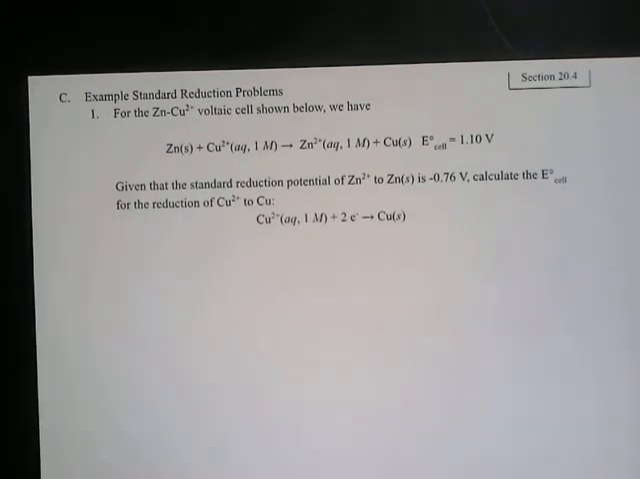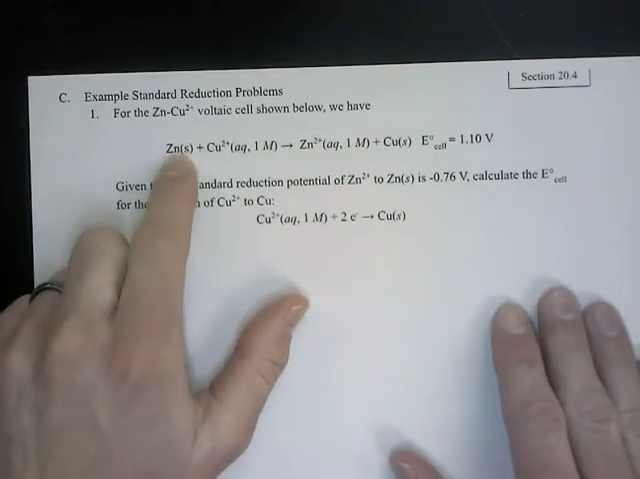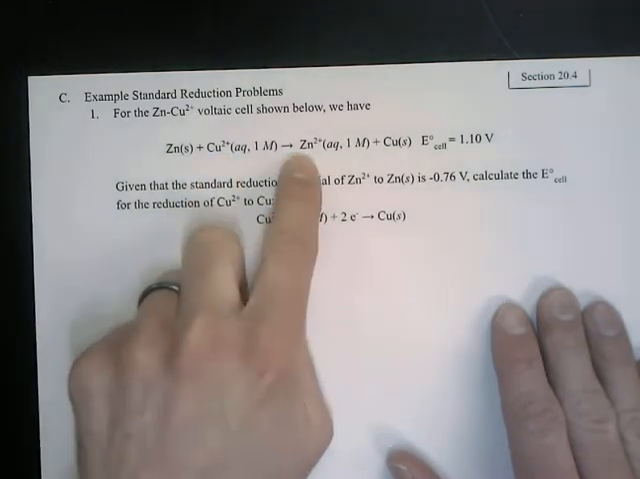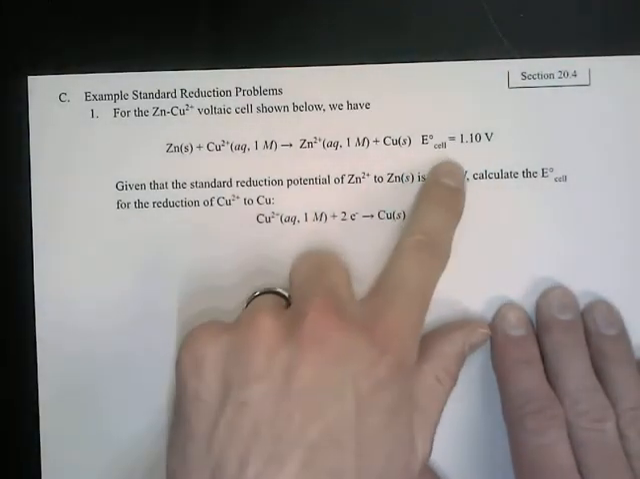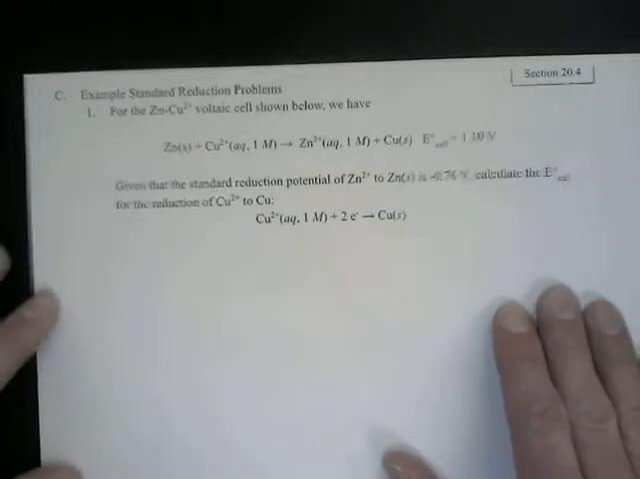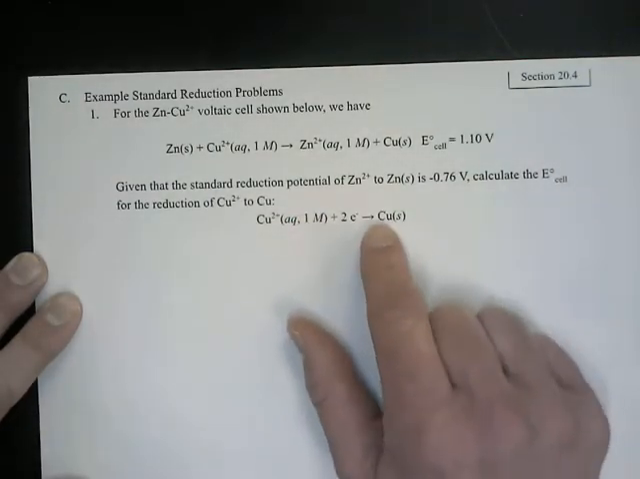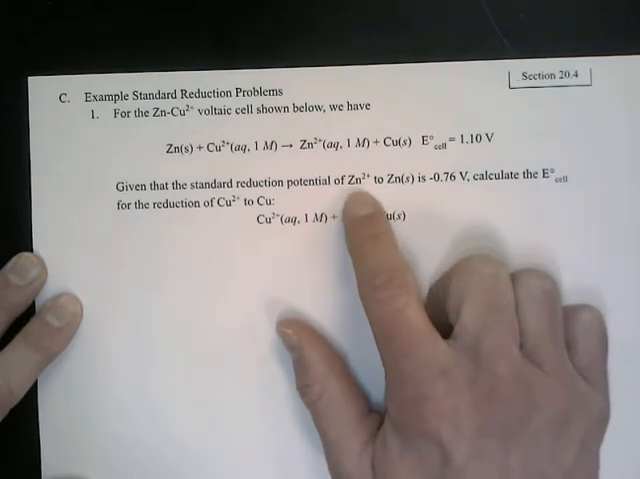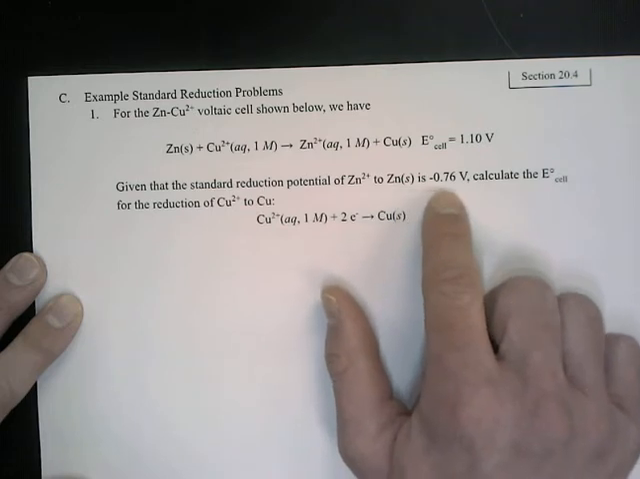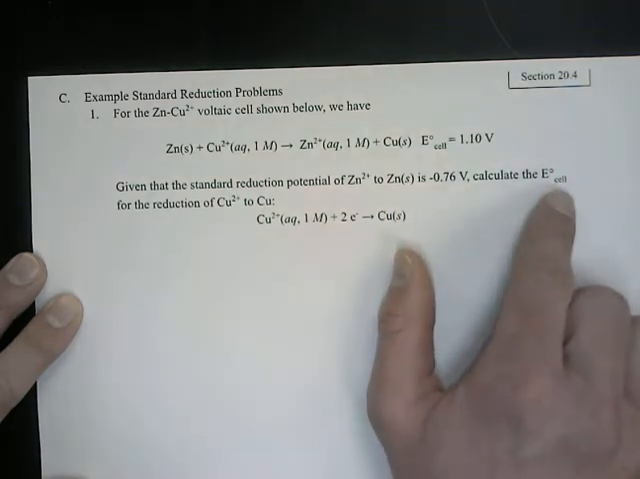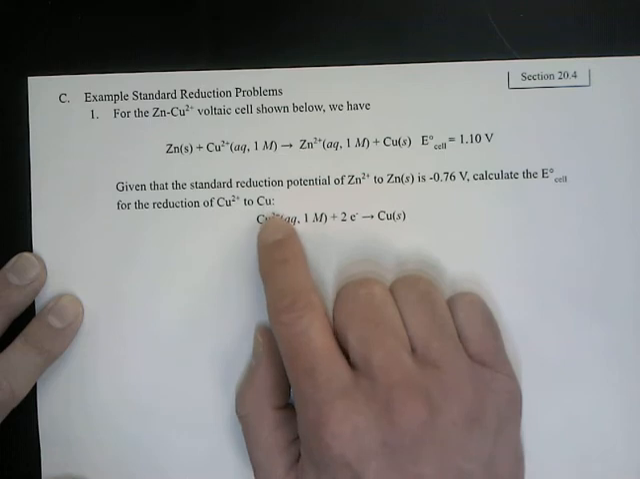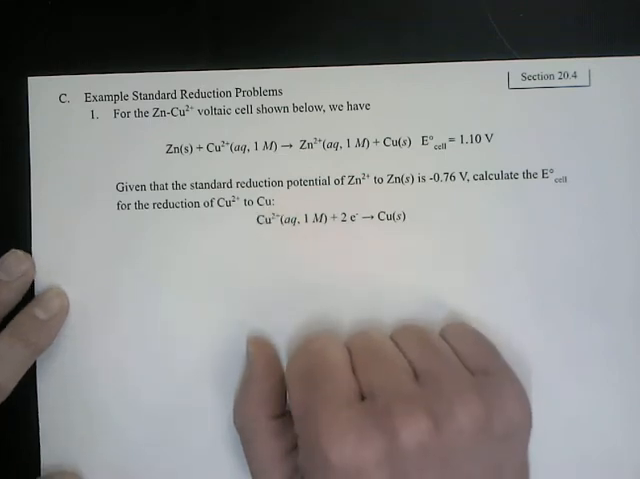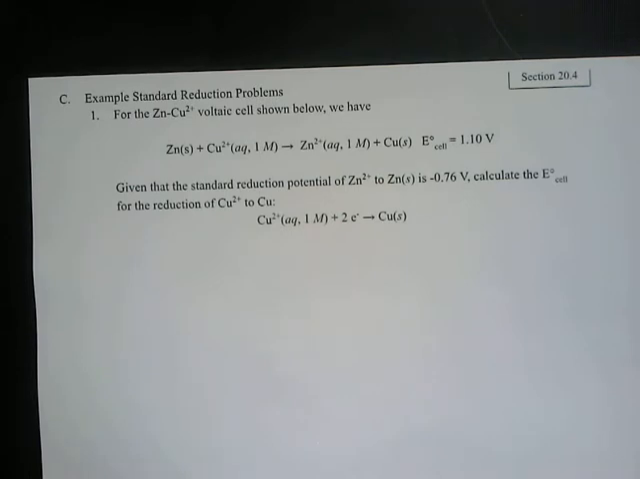All right, so we've seen this, or we've drawn this in our voltaic cell. It says we have solid zinc plus copper 2 plus yields zinc 2 plus plus solid copper, and the overall cell potential is 1.10 volts. Given that zinc reduced to solid zinc is negative 0.76 volts, we want to calculate the cell potential just for copper getting reduced to Cu. Okay, and so now you may be wondering, what do we need to do?